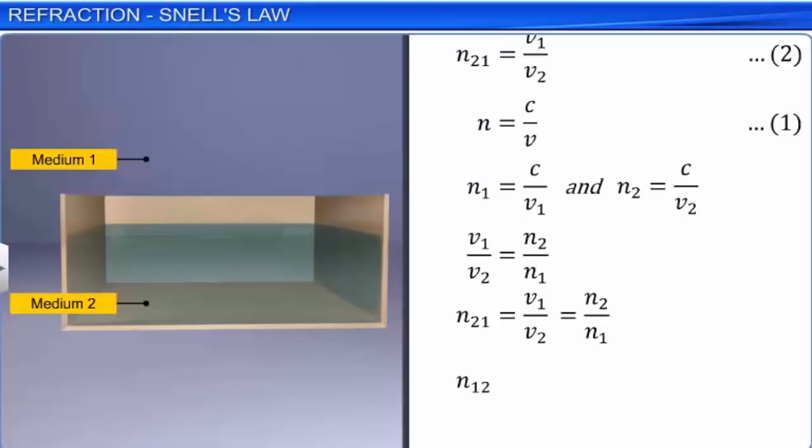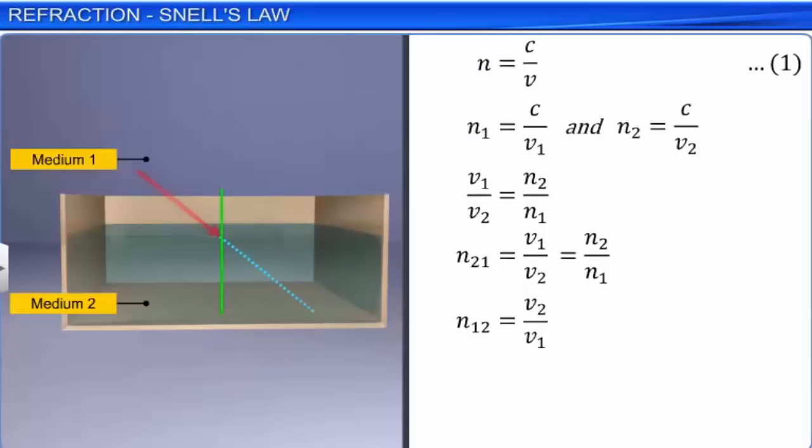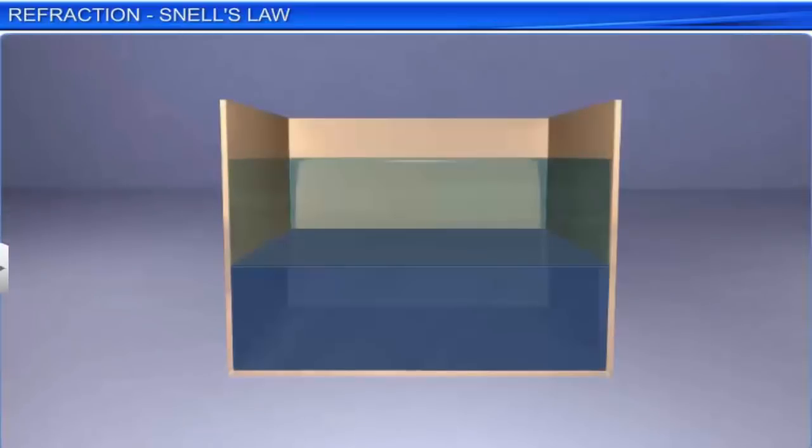Now, consider a case where a ray of light first travels from medium 1 to medium 2, and then from medium 2 to medium 3. Let n21 be the refractive index of medium 2 with respect to medium 1, n32 be the refractive index of medium 3 with respect to medium 2, and n31 be the refractive index of medium 3 with respect to medium 1.